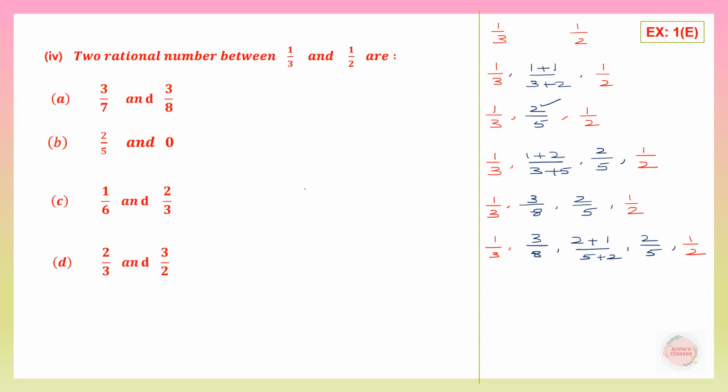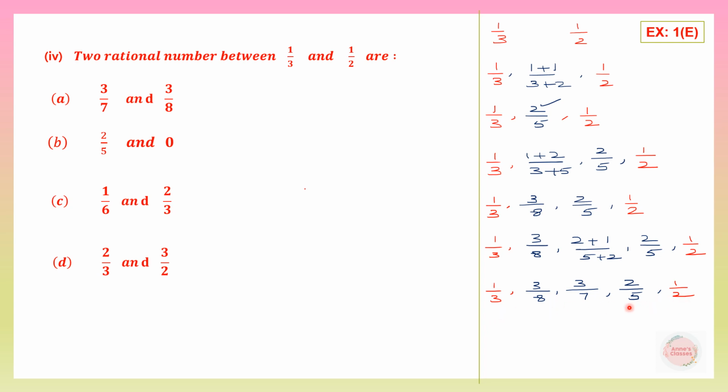So now let's see. Here we have 1 by 3, which is the question. Then we have 3 by 8. Then let's add up. 2 plus 1 is 3. 5 plus 2 is 7. And then we have 2 by 5. And then we have 1 by 2. So now we have three rational numbers in between 1 by 3 and 1 by 2.